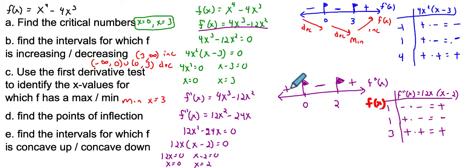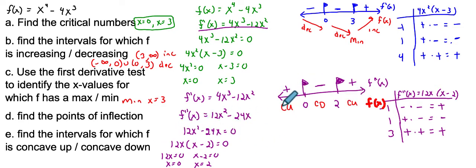If my second derivative is positive for my function value, that means that function on that interval is concave up. If my second derivative is negative, that means my original graph must be concave down for that interval. And if my second derivative is positive, the original function is concave up.